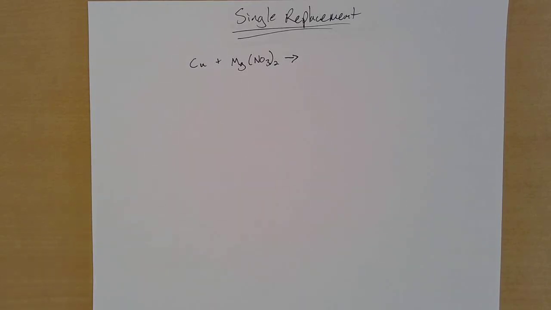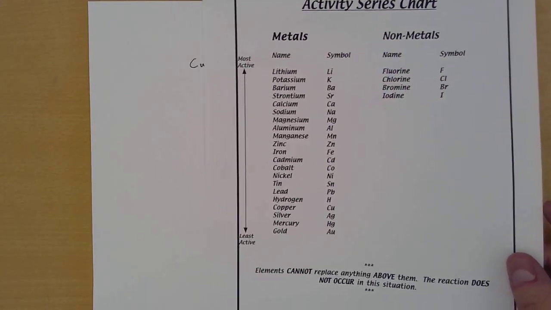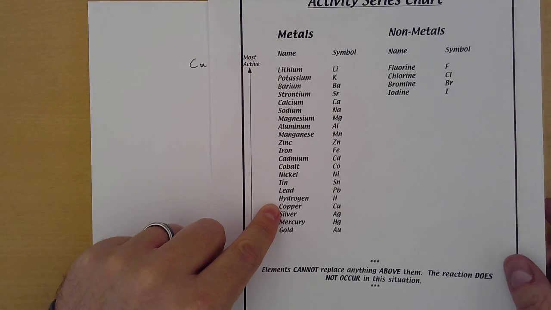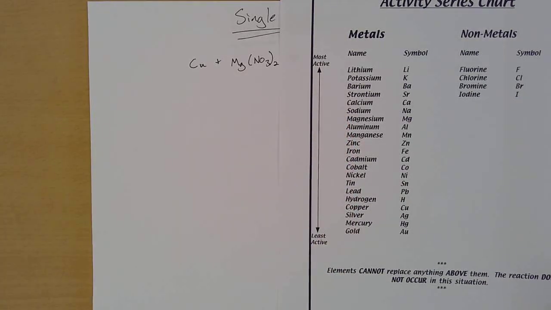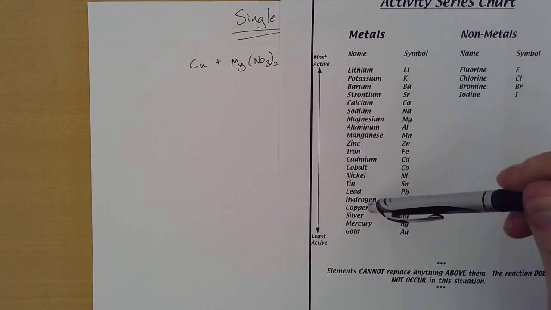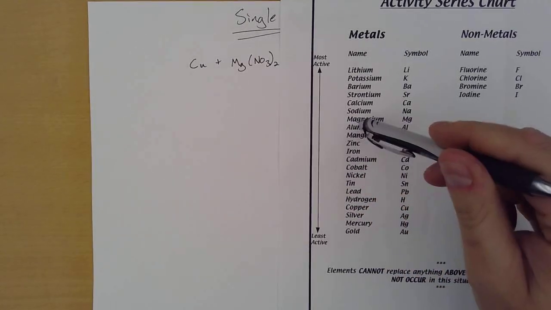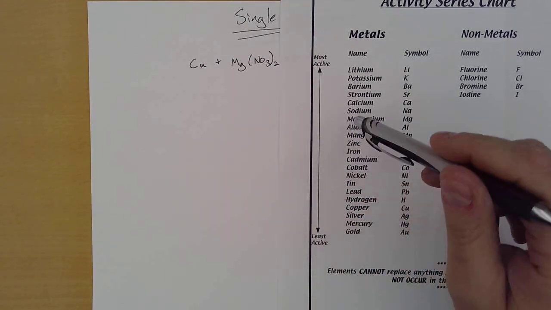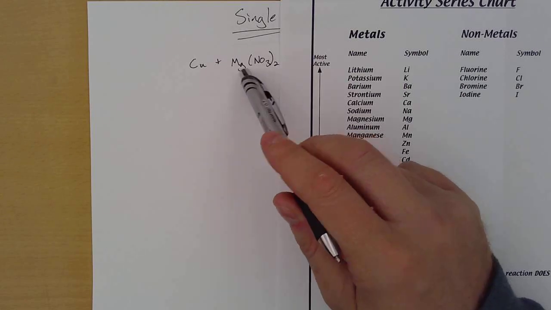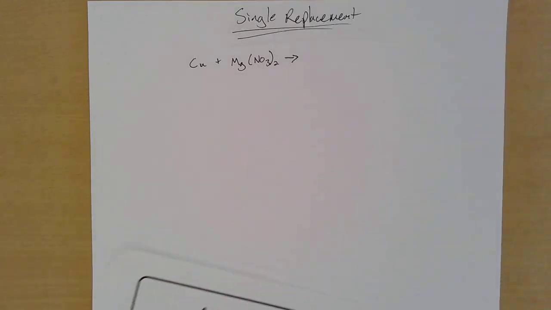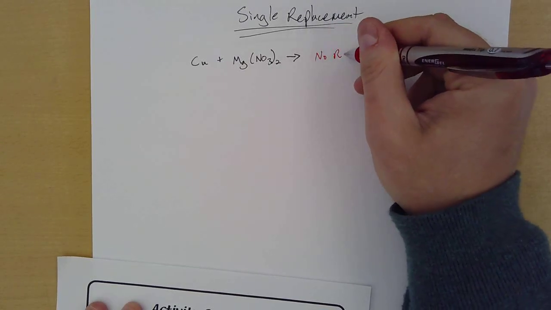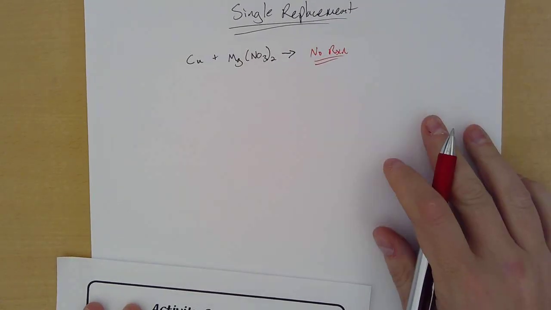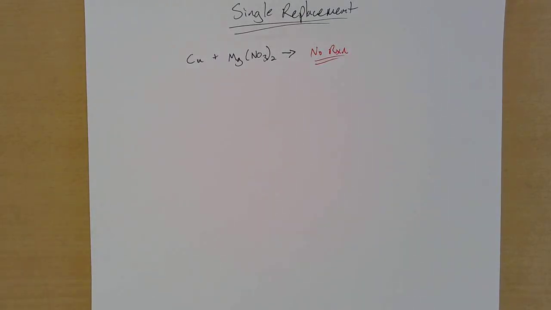So now I'm going to consult the activity series. We have copper, and copper is way down here. And then we have magnesium, and magnesium's all the way up here. Oh, man, here's the problem. Copper is not above magnesium. Magnesium is too strong to be kicked out of this seat. So therefore, this is no reaction. That's just the abbreviation for reaction, RXN. We're done here. That one is all set.